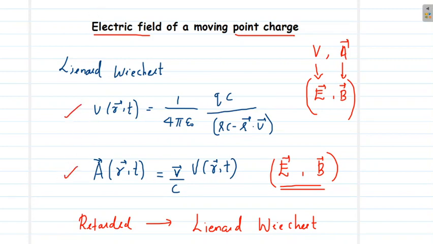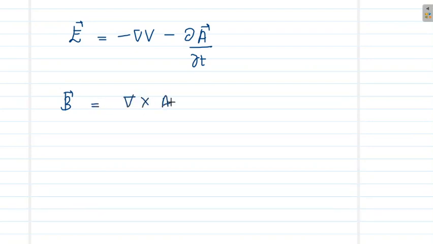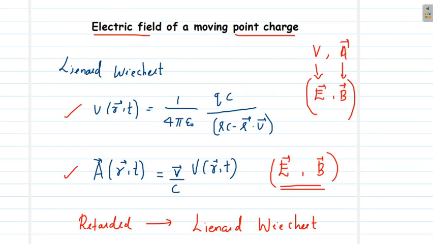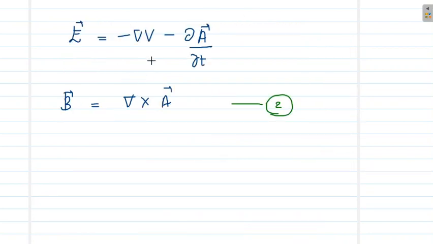We know that if we are given the scalar potential and the vector potential, we can calculate the electric field by the equation E equal to minus del V minus dou A bar by dou t. Similarly, the magnetic field can be calculated from the vector potential by B equal to del cross A. Let me call these equation number 2, and the earlier Liénard-Wiechert potentials equation number 1: equations 1a and 1b, and similarly these are our equations 2a and 2b.